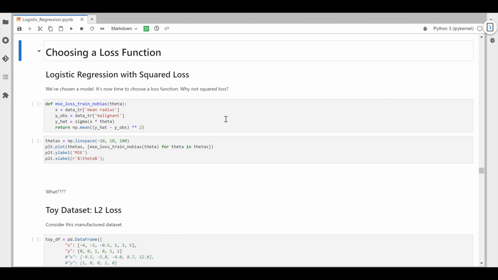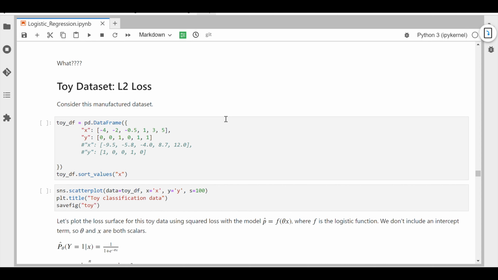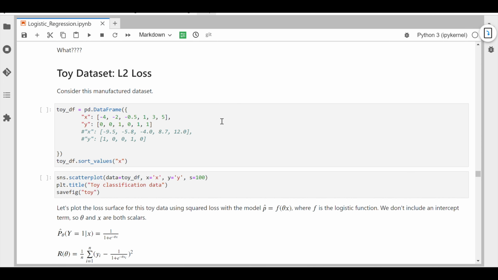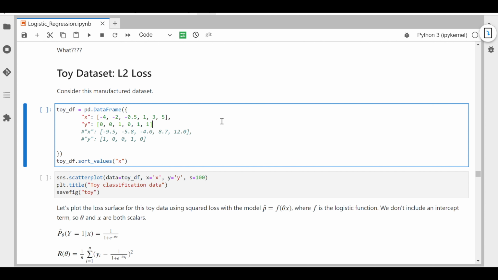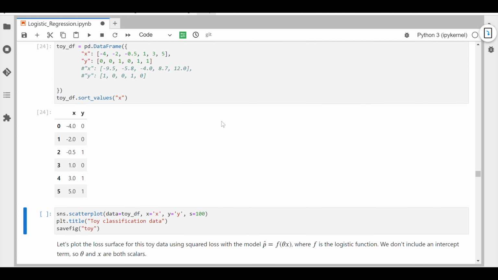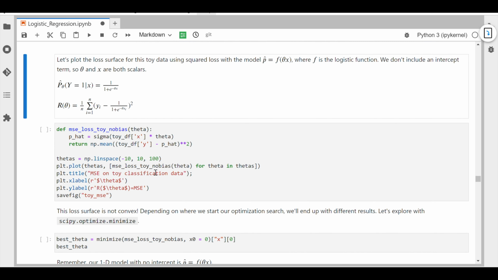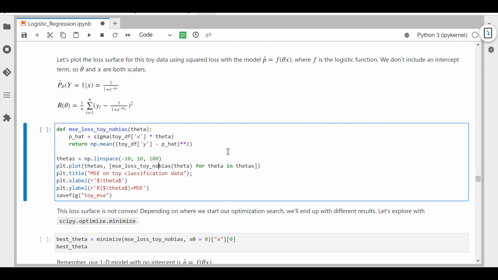Okay, so let's actually start on this toy data set and we'll come back to our tumor question in just a minute. So here's the toy data set. And when I go to plot it, this is the same plot that we had on the slides. And now I'm interested in plotting the loss surface. So again, I'm defining the mean squared error just like we have in the past. My model is of this form. So this is my mean squared error function.